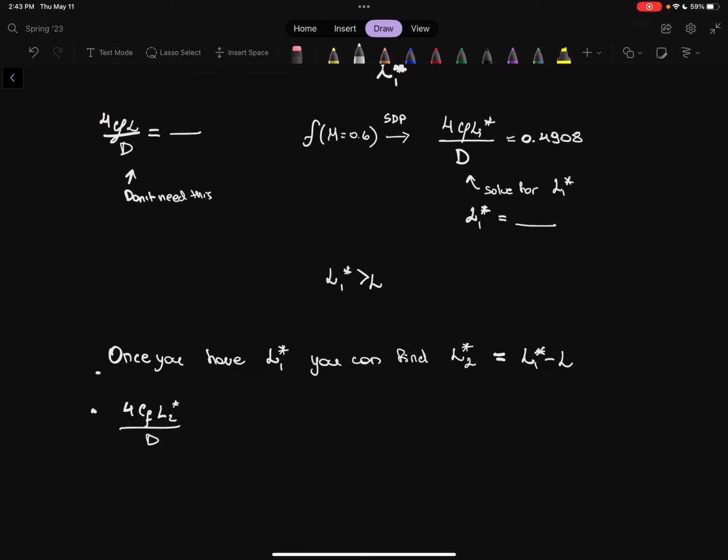You can do it like that, or from this you can subtract minus 4 CF L over D, and you have directly this. If you kept the 4 CF L over D here, it's kind of the same thing. All this minus 4 CF L over D would give you this. Make sense? Because that would be 4 CF over D times L1 star minus L. Yes. Okay. Anyway.